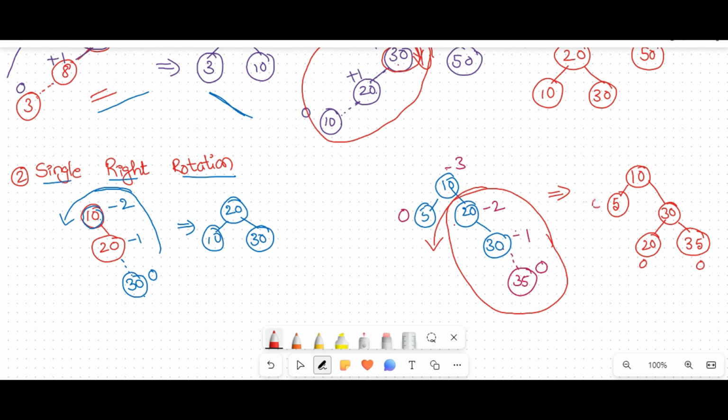0, 0, 0, 0, minus 1. How are you getting this minus 1? 1 minus 2 equals minus 1. This is single right rotation.